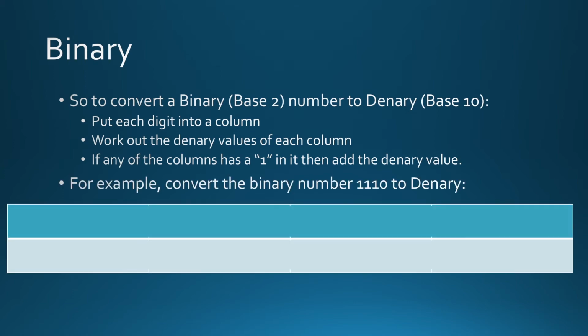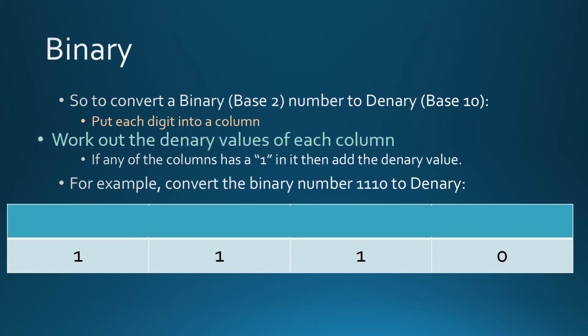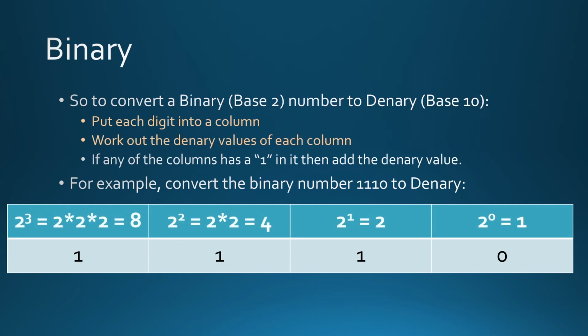So let's look at this. Converting the binary number 1110 to denary. First of all, put them in each column. There you go. Now, work out the denary values of each of the columns. So the right-handmost one is the 1s, then it's the 2s, then it's the 4s, and then it's the 8s. And then anywhere you see a 1, you're going to write that down.